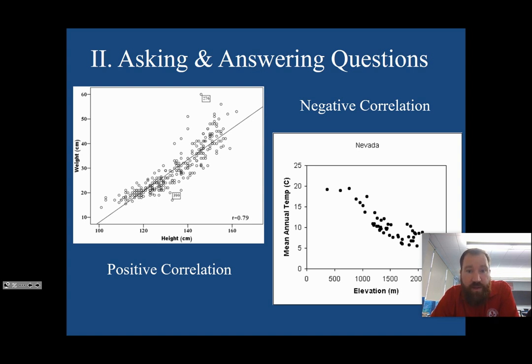Again, for my math nerds out there. So this is mean average annual temperature and elevation in Nevada. So as elevation goes up, temperature goes down. That makes sense, and that's what we see in the data.